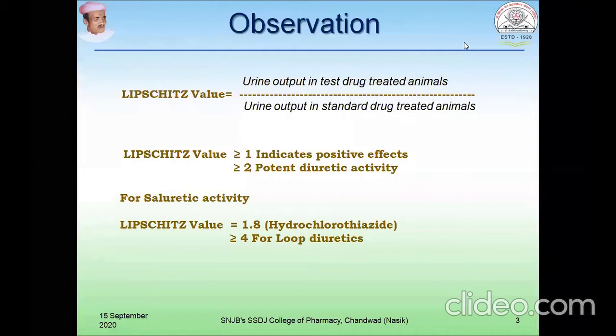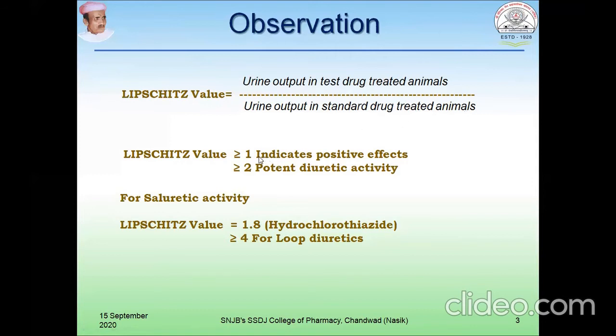So I think you understand how this metabolic cage is utilized. For the standard drug you can use a higher dose of urea, and for the treated group, the unknown drug. After 24 hours or 5 hours, from the urine sample you have collected you can calculate the Lipschitz value. The equation is urine output in test drug treated animals divided by urine output in standard drug treated animals.